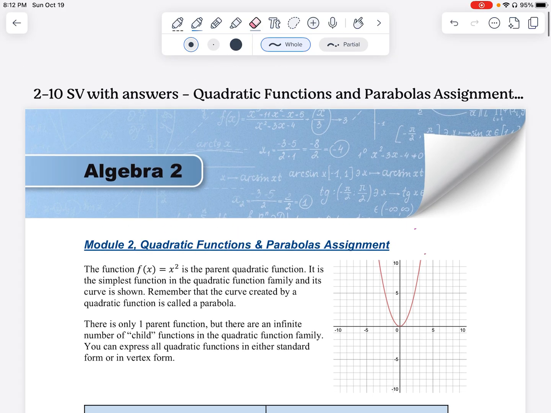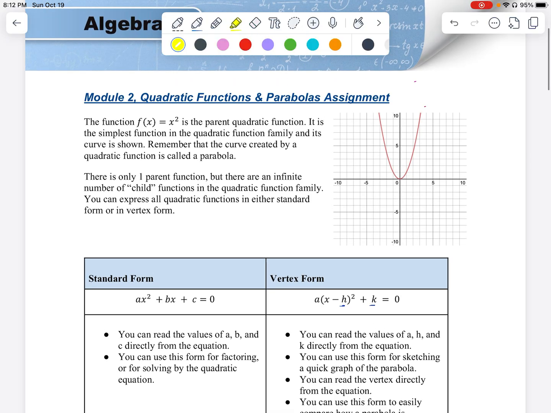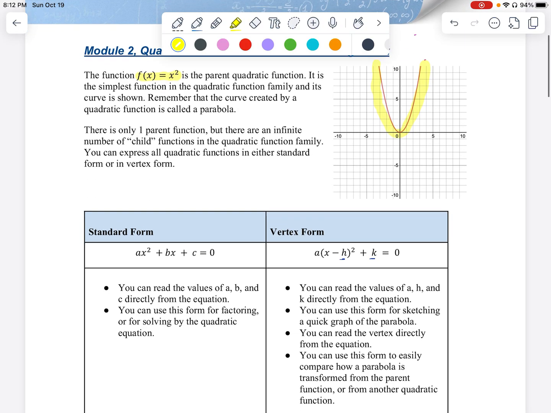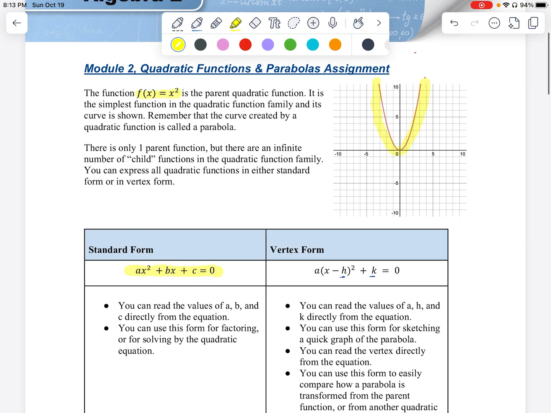Here we're doing the assignment quadratic functions and parabolas. On the first page, we're reminded of the parent function, the parabola that looks like this, with vertex at (0, 0) and that width. And we have the standard form of a quadratic function and the vertex form of the quadratic function.